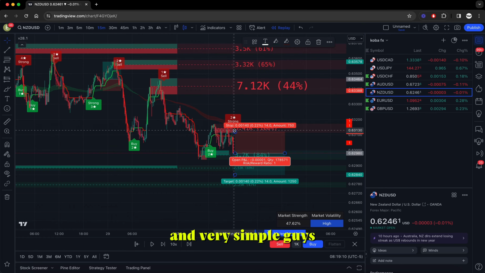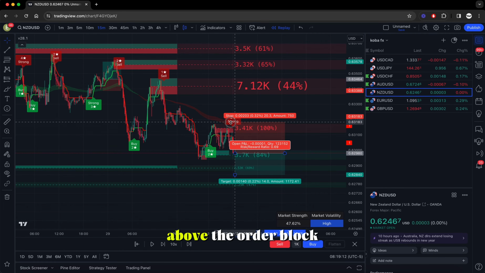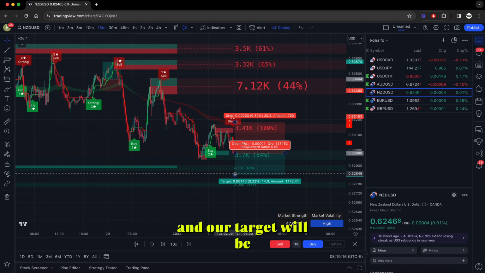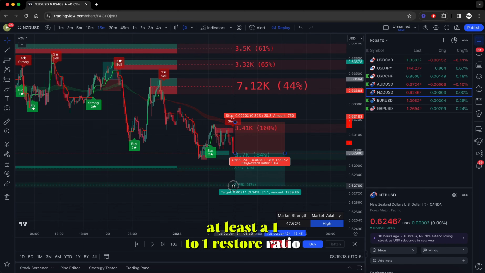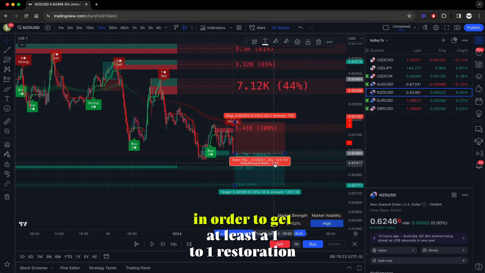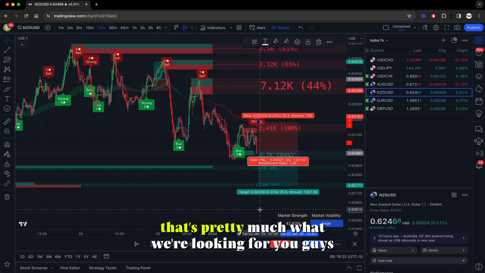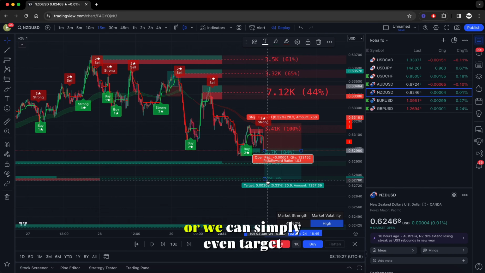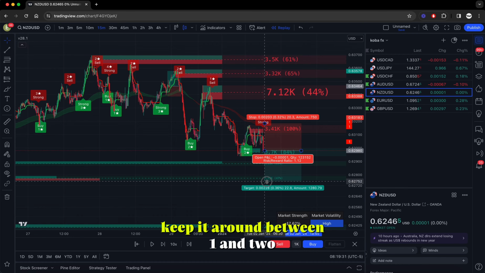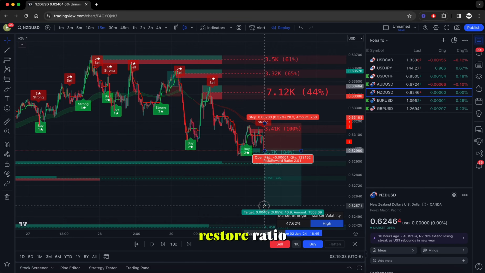And very simple, guys, our stop loss will just be above the order block. So something like this. And our target will be at least a 1-to-1 risk reward ratio. So we're going to skip some order blocks if we have to in order to get at least a 1-to-1 risk reward ratio. That's pretty much what we're looking for here, guys. Or we can simply even target lower ones if we want to, but we want to keep it around between 1 and 2 risk reward ratio.